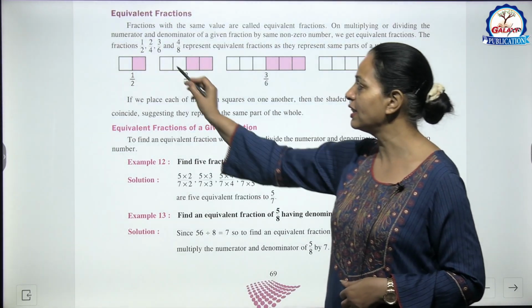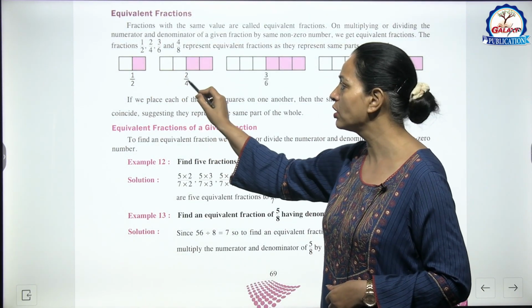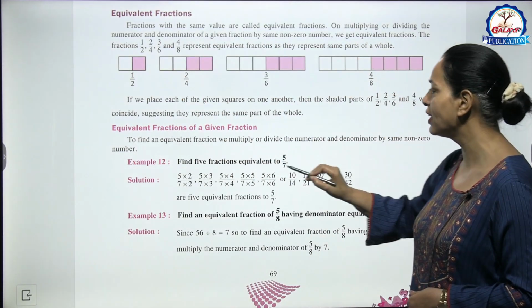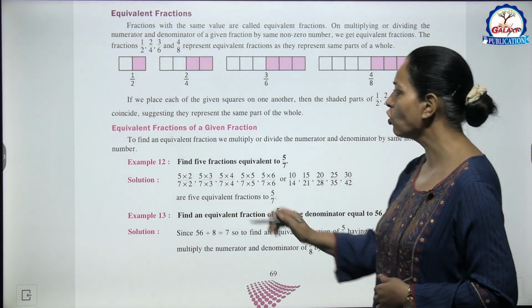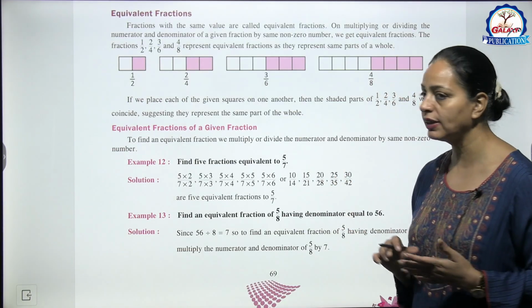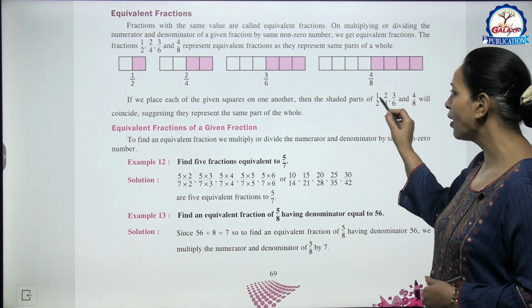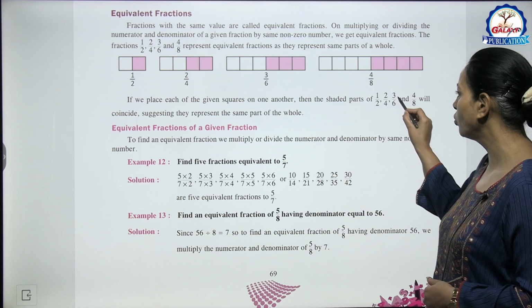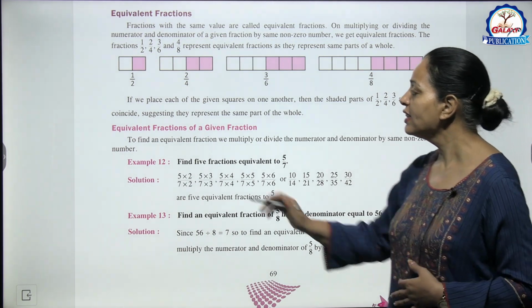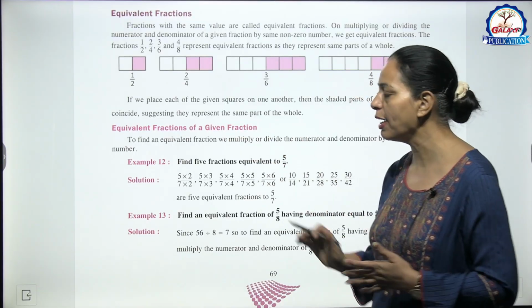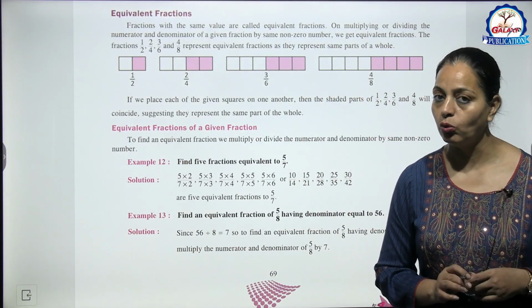Like here you can see, this is 1 by 2, this is 2 by 4, this is 3 by 6, this is 4 by 8. If we place each of the given squares on one another, then the shaded parts of 1 by 2, 2 by 4, 3 by 6 and 4 by 8 will coincide, suggesting they represent the same part of the whole.